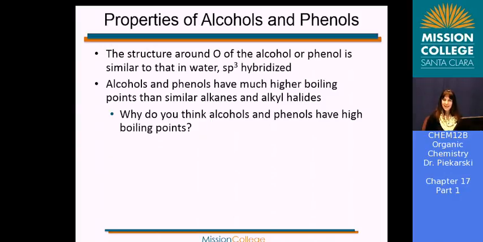Think about it, try to answer it. It's okay if you're wrong. Really think about that question. Hopefully you said the reason why alcohols and phenols have higher boiling points is because they have hydrogen bonding.